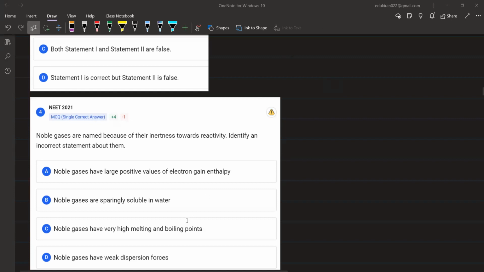Noble gases are named because of their inertness towards reactivity. Identify an incorrect statement about them. Noble gases have a very large positive value of electron gain enthalpy. That means if I give them an electron, it will require a high amount of energy. That is correct. Noble gases are sparingly soluble in water. That is also true. Noble gases have very high... No, this is not true.